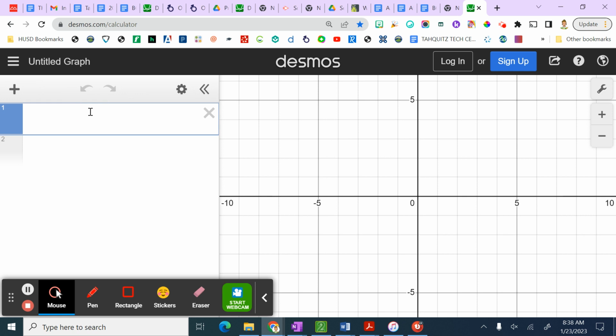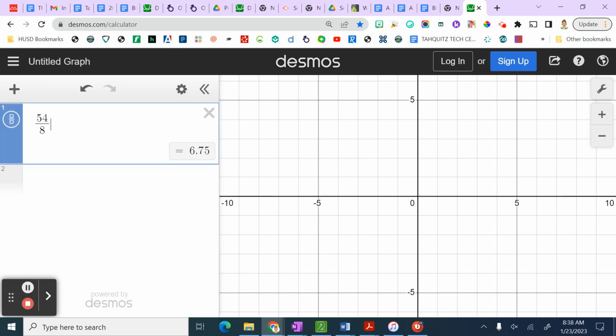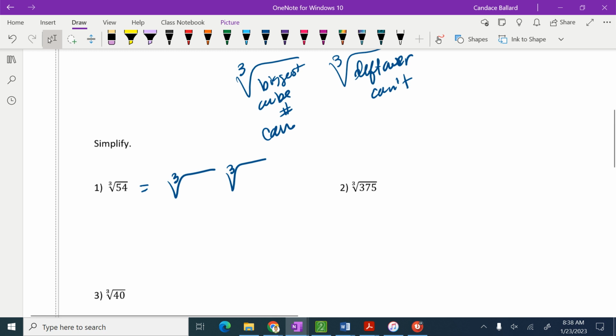All right, so it was 54, right? I'm dividing by 8. Did it work? No. Okay, so now I'm going to divide it by the next cube number, 27. Did it work? How many times? 2. See, it's identical to last week, right? We just changed what number gets divided in. Okay.